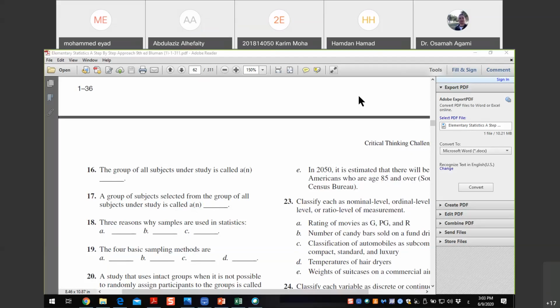Muhammad Ammar, yes, doctor. Three reasons why samples are used in statistics. For me, I will answer you now and I'll give you number 19. Reason just to save time, right? And save money. Okay. We make sampling to save time and save money, right? Because if you cover the whole population, it will be costly, right? This is the main two reasons.